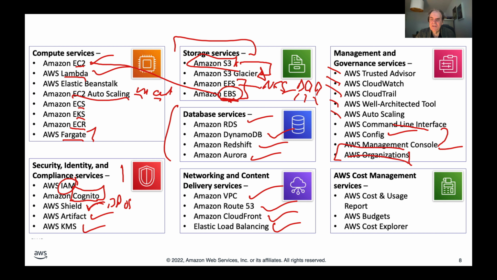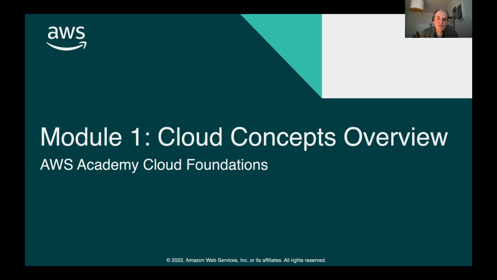And AWS Organizations allows us to take multiple organizational elements or departments and bring them together into a single billing infrastructure. And finally, and just as important as all the rest, we have the AWS Cost and Usage Report, which will give us a breakdown of where our costs are, budgets, and also Cost Explorer. So let's go into some of the key areas.